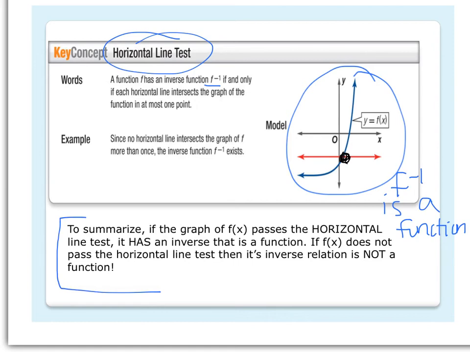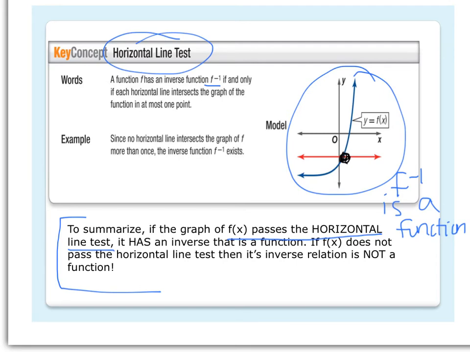Now, to summarize this, if the graph of f of x passes the horizontal line test, it has an inverse that is a function. If f of x does not pass the horizontal line test, meaning that the horizontal line intersects the graph of f in more than one spot, then its inverse relation is not a function.